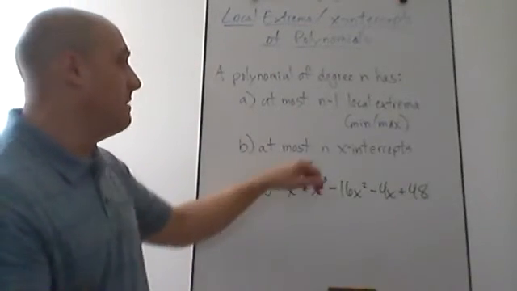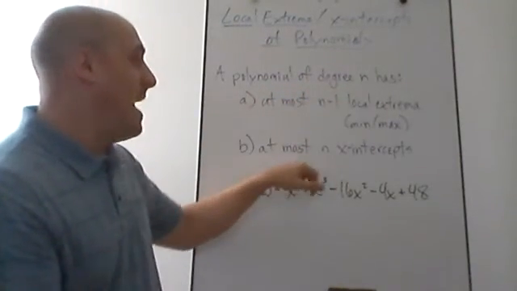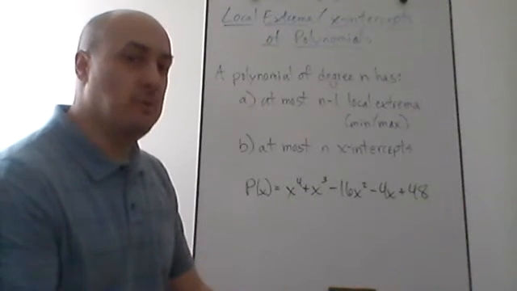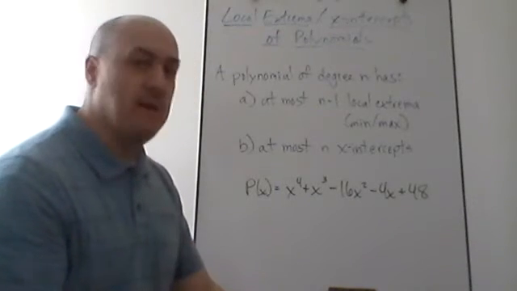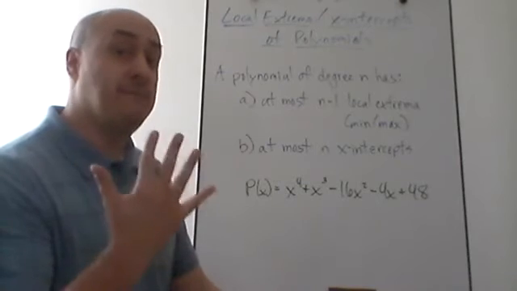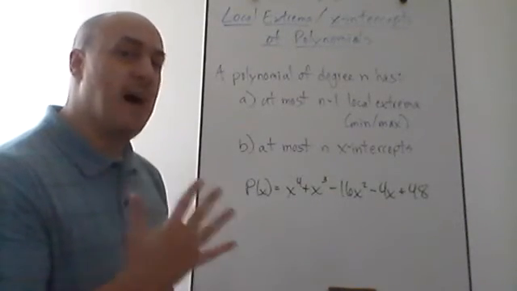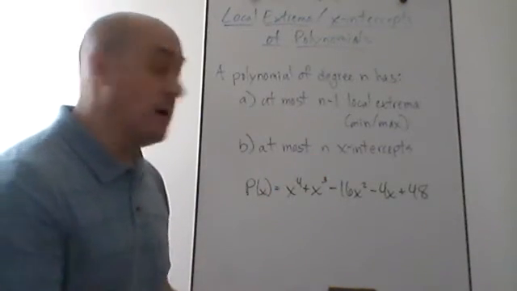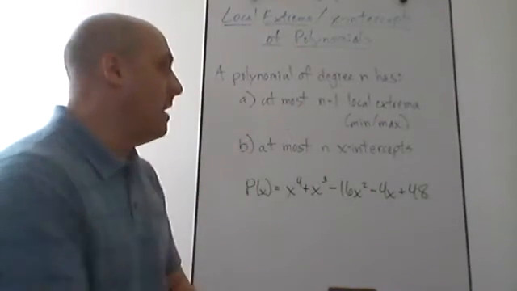And there's a similar thing for the x-intercepts of the graph. A polynomial of degree n has at most n x-intercepts. Whatever that highest exponent is, that's the maximum number of x-intercepts you could have. So if you have a polynomial function that's an x to the fifth power, that graph could have 5 x-intercepts. It doesn't have to have 5, but 5 is the most it could have. It could have less than that as well. So those are basic rules for the graphs of polynomial functions.